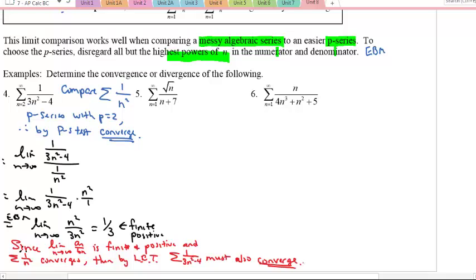Alright? So once again, I was a little bit more wordy here. That's what you should do on your AP exam. But for all the rest of these, I'll just try to cut it short.